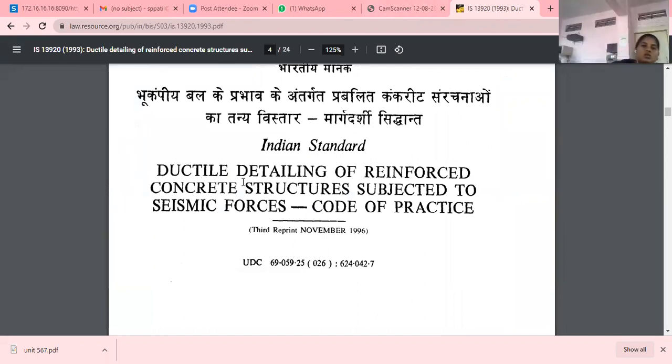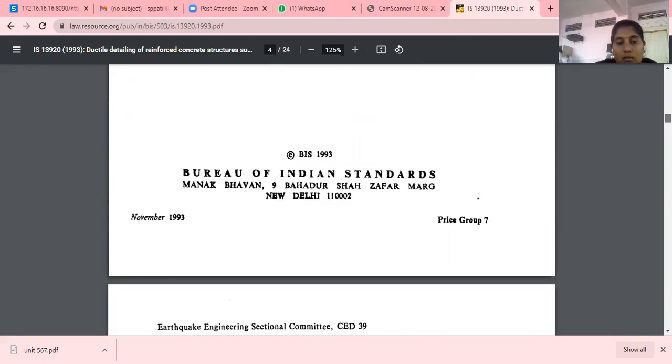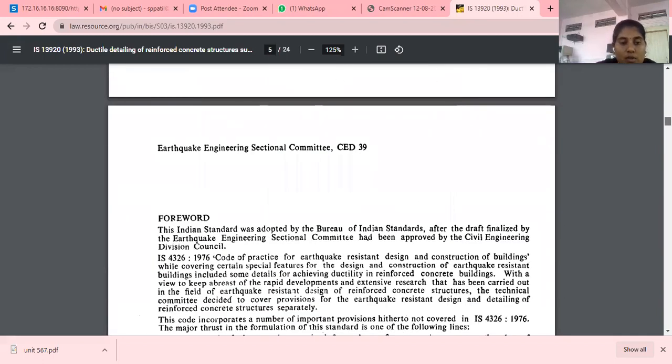Now we'll see the IS code which is related to the ductile detailing of RCC members. For understanding this ductile detailing of RCC members for the seismic forces and for the code of practice, you have to download this IS code, IS 13920:1993. Okay, and you have to go for this IS code for understanding the ductile detailing of RCC members.